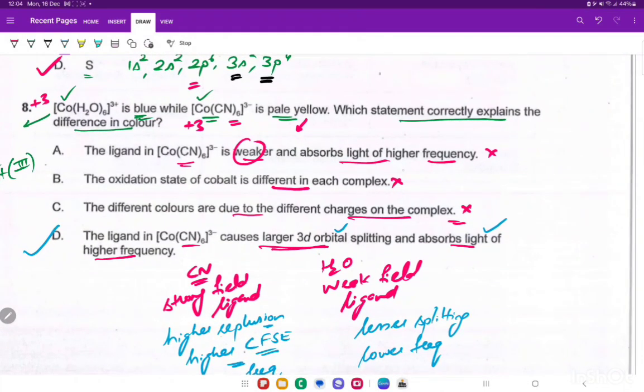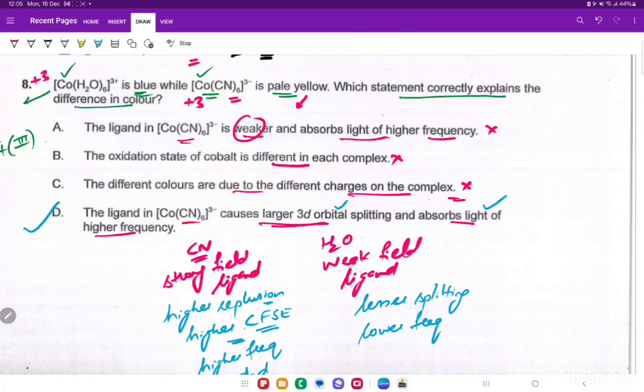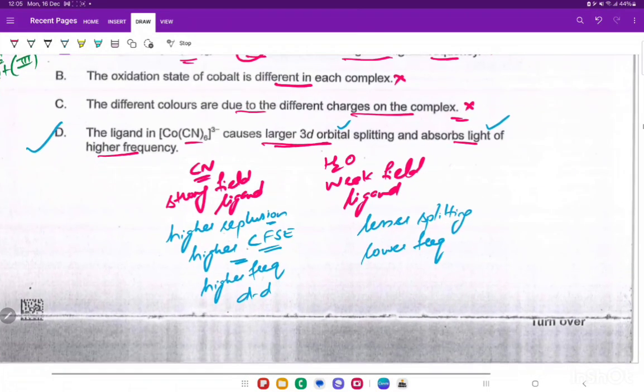It's a weaker ligand, cannot absorb light of higher frequency, wrong. Oxidation state is different in each complex, wrong. Different colors are due to different charges on the complex ion. Charges on the complex ion do not control the color, is also wrong. Answer is option D.